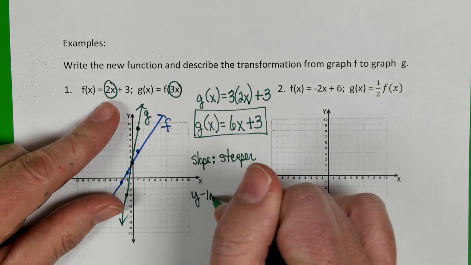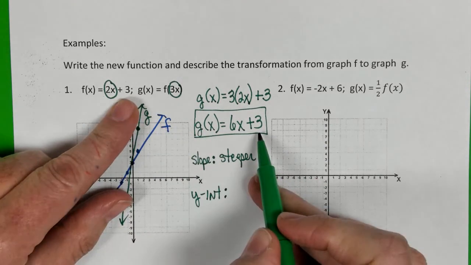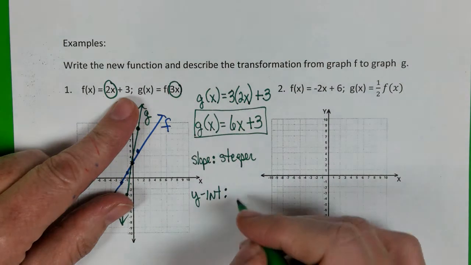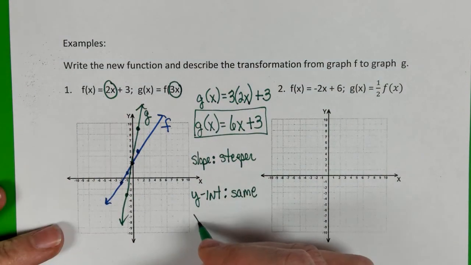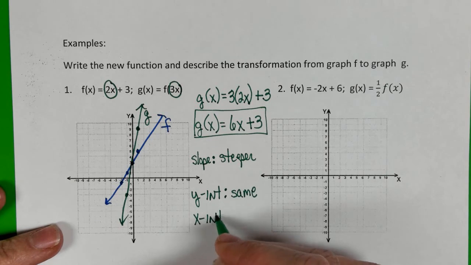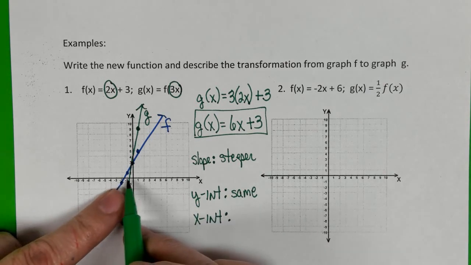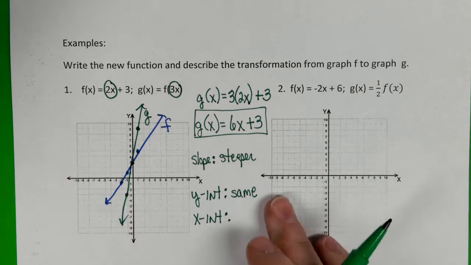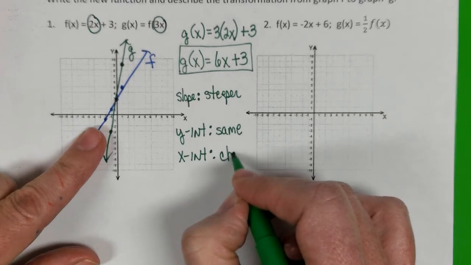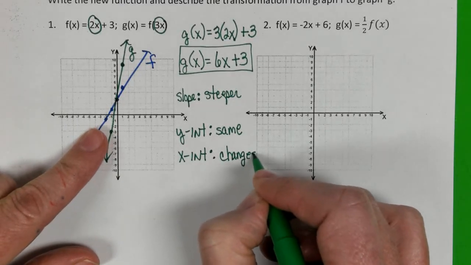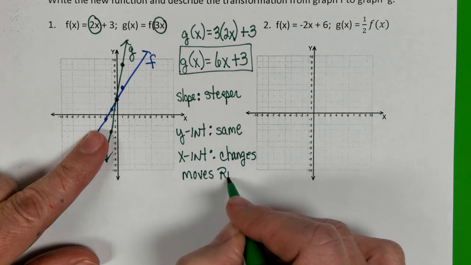The y-intercept, 3, 3. And we said up top that it was going to stay the same, right? So the y-intercept is the same. And then the x-intercept, we went from the blue to the green. It looks like it moved to the right. So it's kind of hard to tell exactly where it is, so we could just say that it changes. Or we could say that it moves right, because we can indicate that.